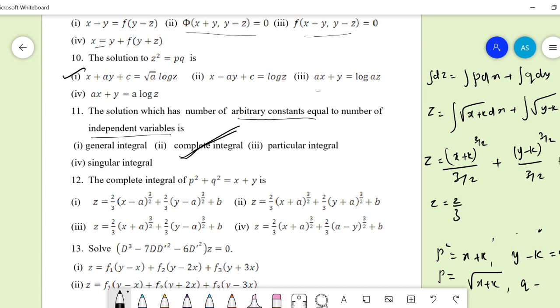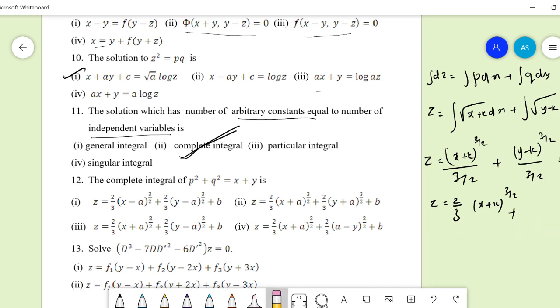So z equals 2 by 3 times x plus k to the power 3 by 2, plus 2 by 3 times y minus k to the power 3 by 2, plus c. This is our derived answer. You can compare with the options: x plus k, y minus k. Instead of k they are using a. So z equals 2 by 3 x plus a to the power 3 by 2, plus 2 by 3 y minus a to the power 3 by 2, plus some constant c. So option 3 is our correct answer.